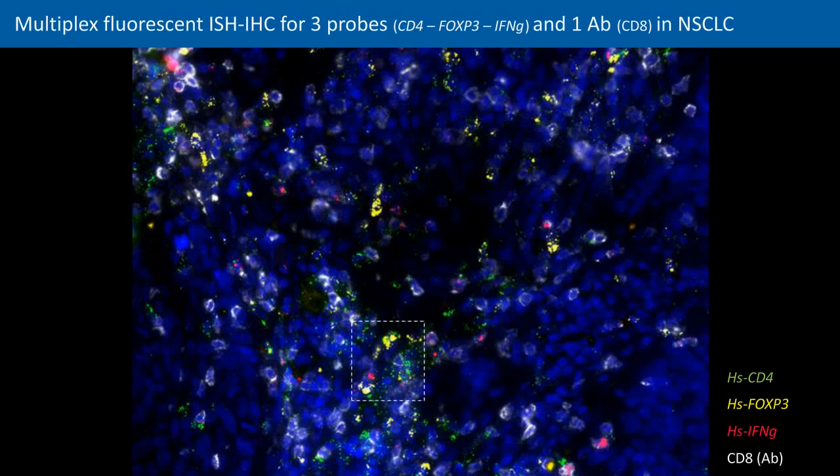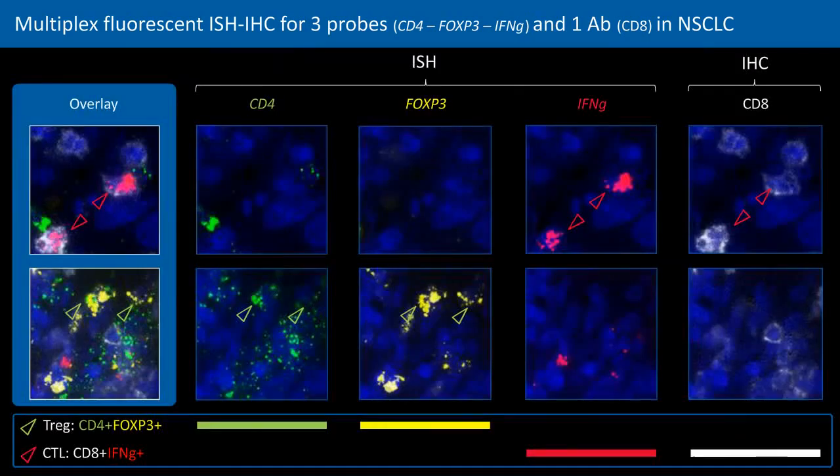And so if we look at a close-up of this specific area in the center of this core, and also for the other selected area to the bottom, we can see it as follows. The overlay for all these 4 channels is always shown on the left, and then we have the single channel images next to that.